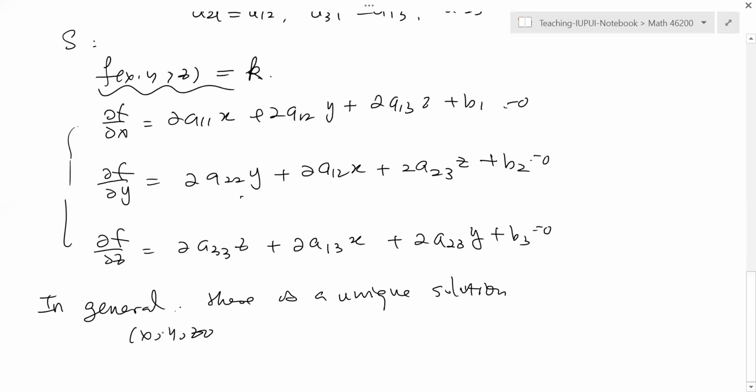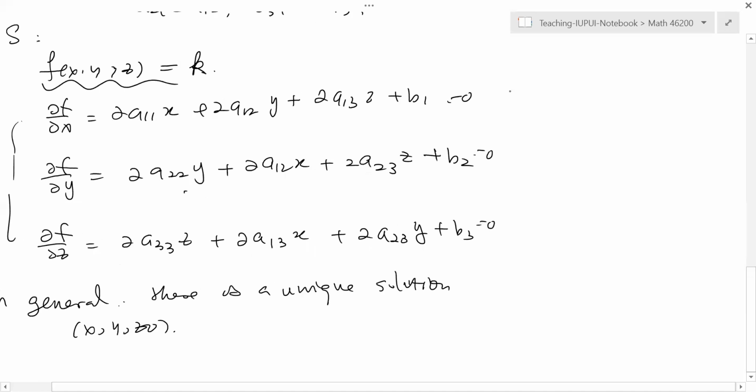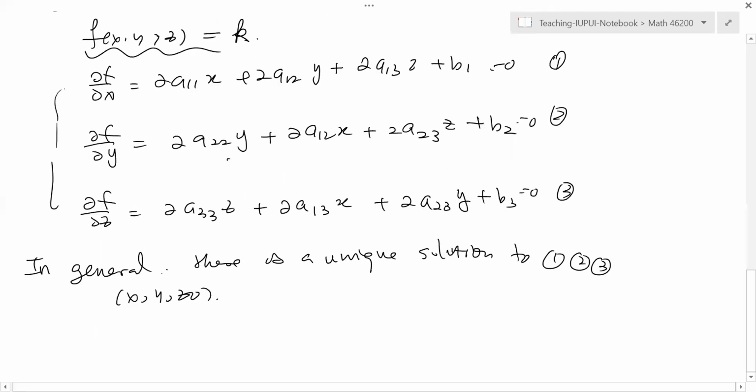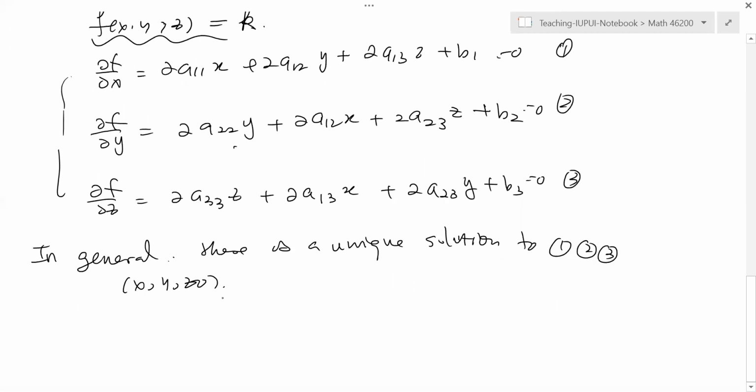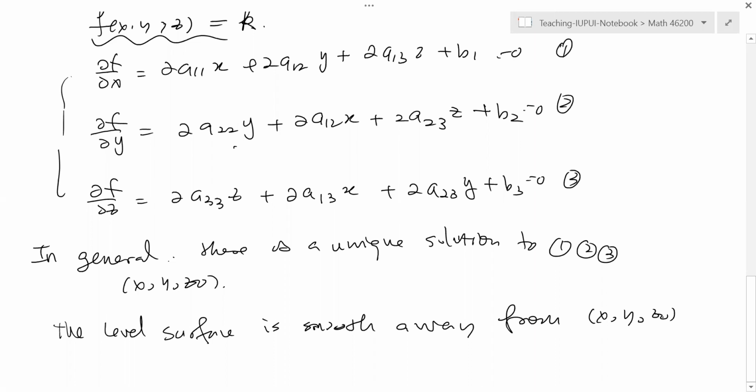x0, y0 satisfy equations 1, 2, 3, because this is a system of linear equations. That's just in general. Sometimes you have infinite solutions, but in many cases there's only one solution. If there's only one solution, then this is a point. Then the level surface is smooth away from that point, because at that point all the partial derivatives are zero.